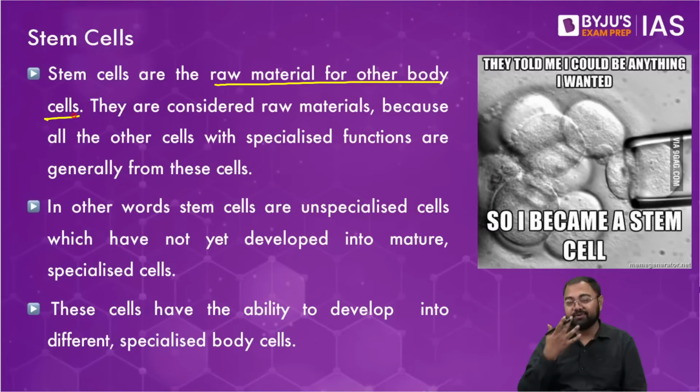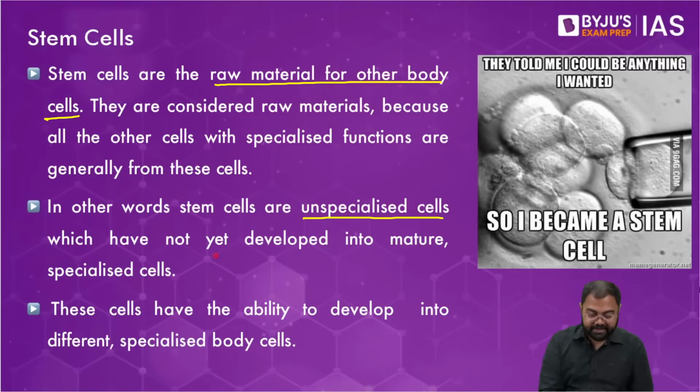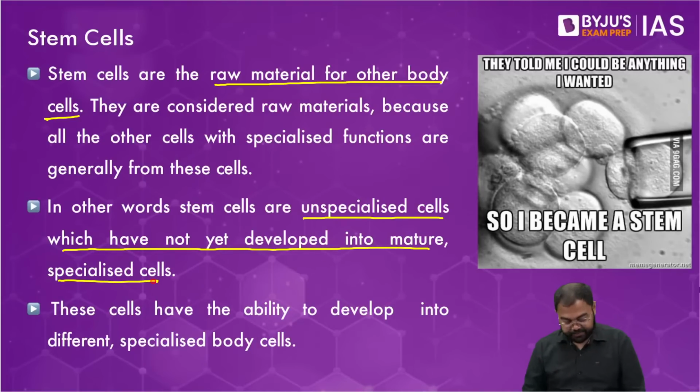They can grow into any kind of cell, but with certain restrictions that automatically come in some of these cells, and we'll discuss that as well. So these are the unspecialized cells which have not yet developed into mature specialized cells. Now, today we have found a lot of uses for these stem cells. What exactly are these uses, and how have we come to these conclusions?